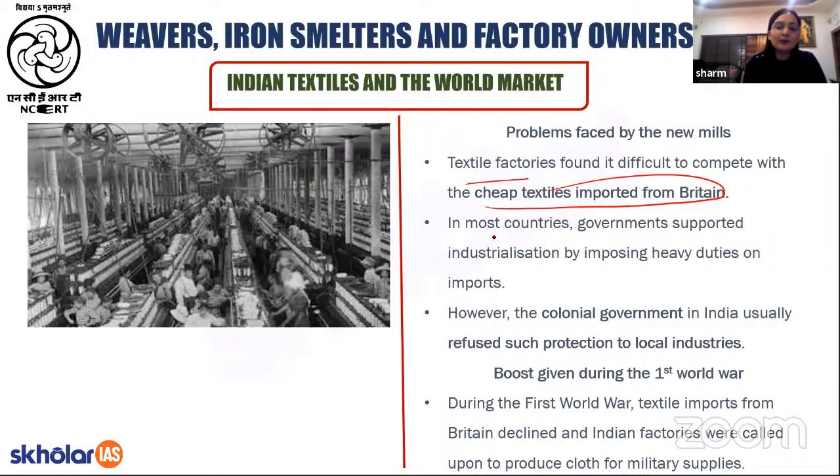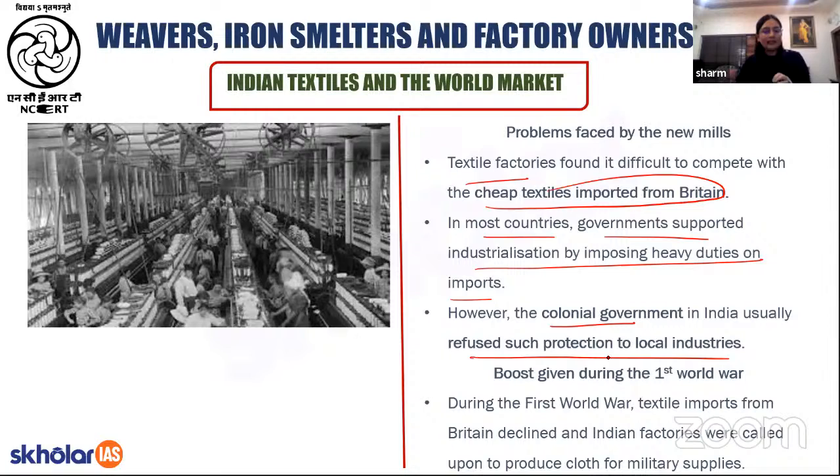Apart from this, in most of the countries, the government supported industrialization by imposing heavy duties on imports. However, in our country, the scenario was different. We were a slave country. We were subjects of Britain. We were not an independent country. And that is why the colonial government refused to give such protection to the local industries.